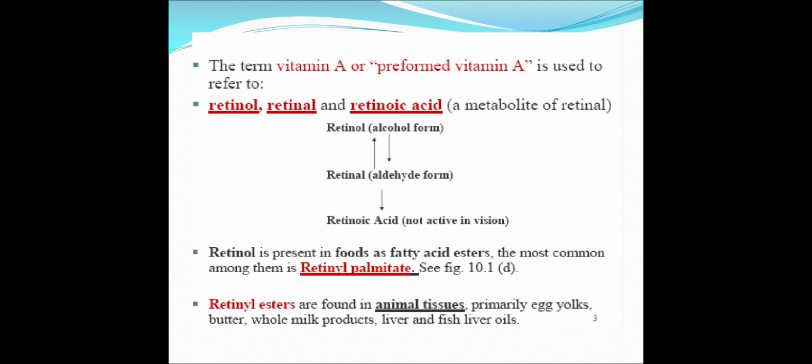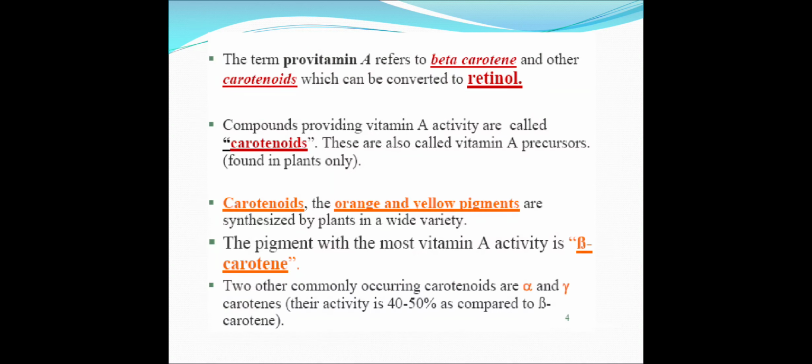Retinol is present in food as fatty acid esters. The most common among them is retinyl palmitate. Retinyl esters are formed in animal tissue, primarily egg yolks, butter, whole milk products, liver, and fish liver oil.